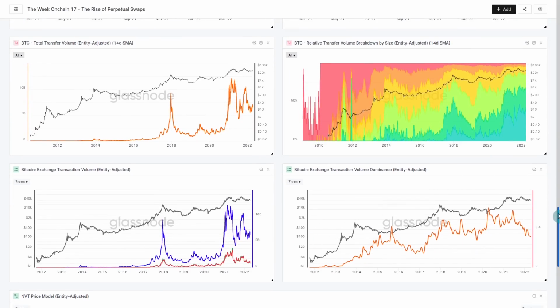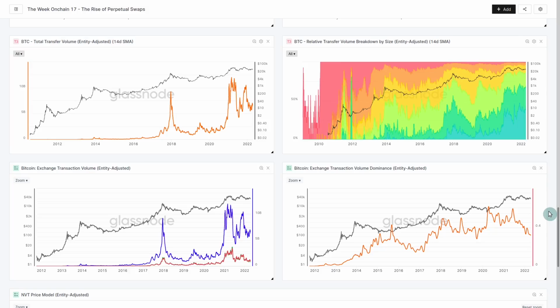So now let's move on and close out with the on-chain activity space. This is just a bit of interest in understanding what's going on in the transaction volume. What I want to first highlight is our total transfer volume, entity adjusted. This is the clean data. It removes all of the exchange internals and entities' internal wallet shuffling, so it's quite a clean data set.